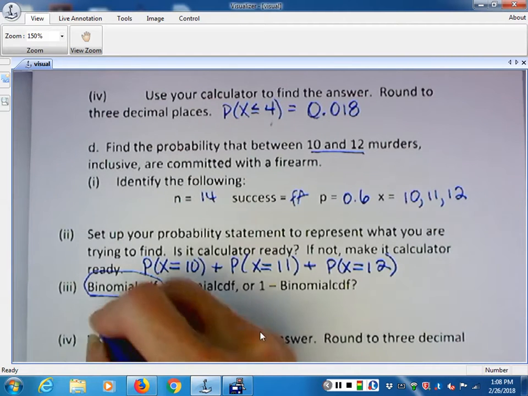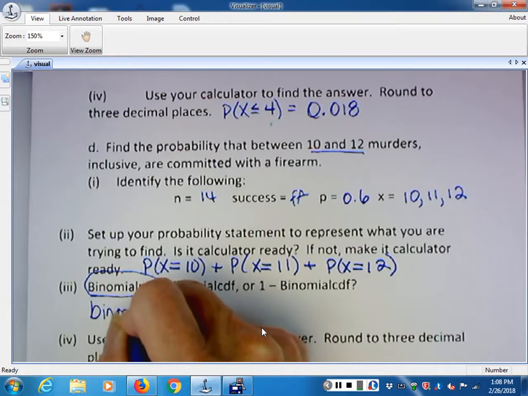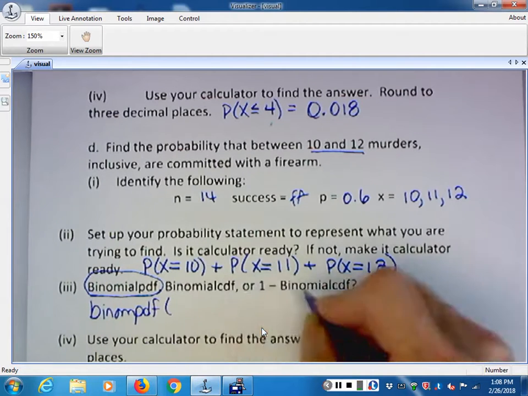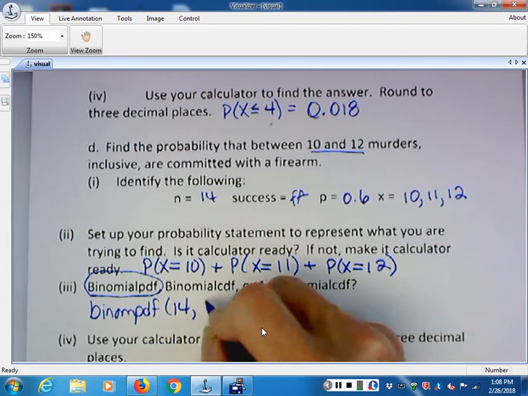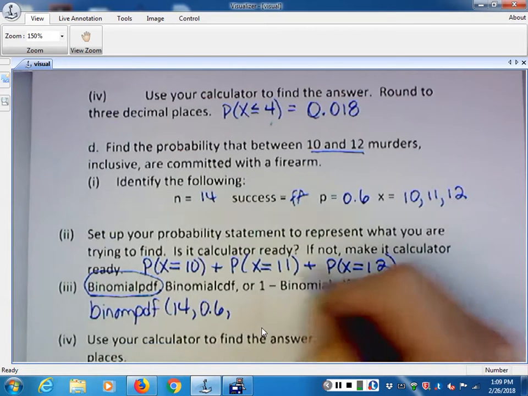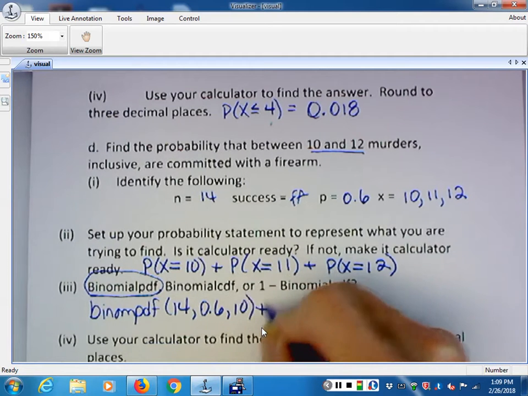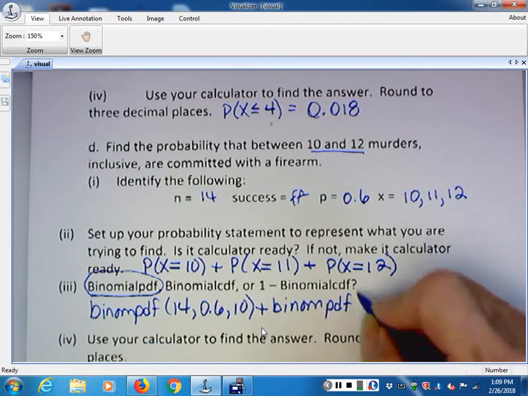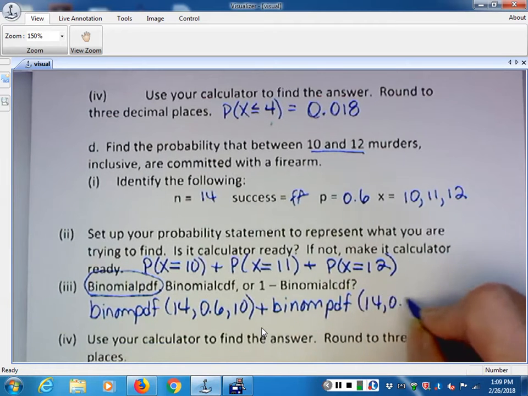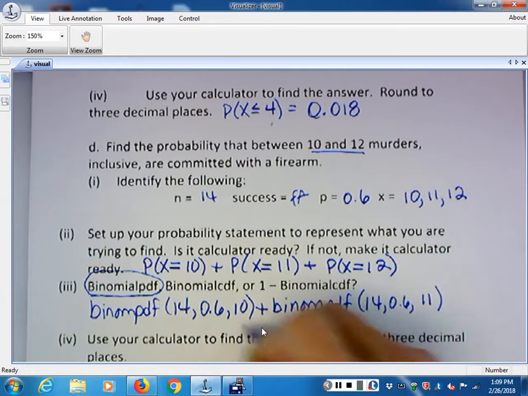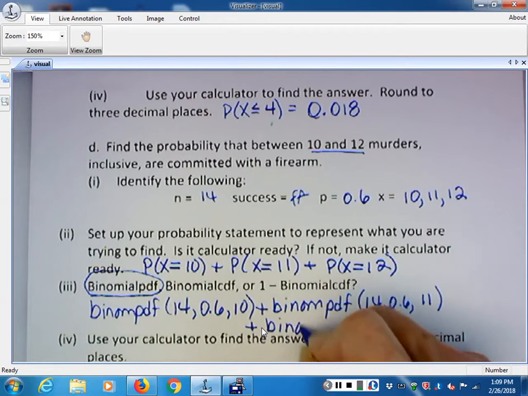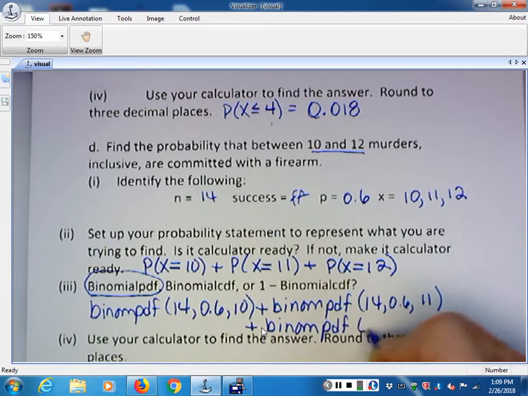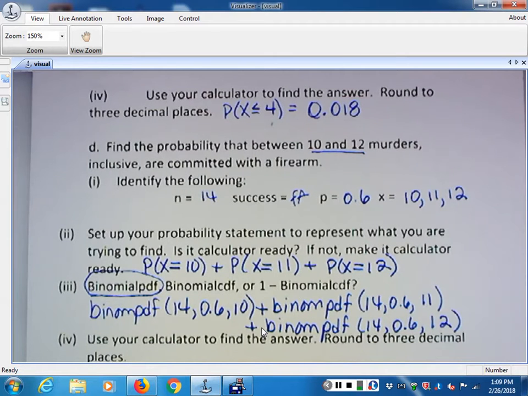So the easiest way would be to use binom PDF 14, 0.6, 10, plus binom PDF 14, 0.6, 11, plus binom PDF 14, 0.6, 12. And even though that looks like a lot, it actually goes very quickly on your calculator.